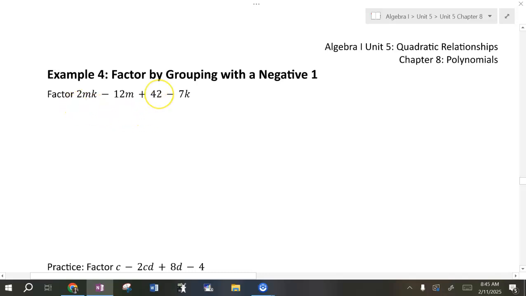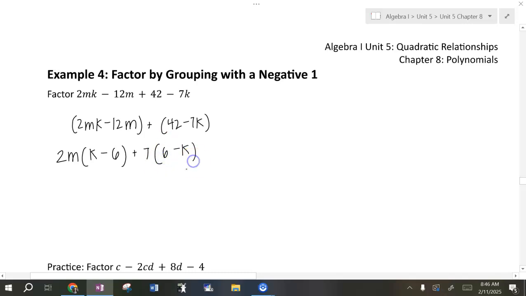So when I take a look at this problem, I am following the same 3 steps. I'm going to factor this by putting 2mk minus 12m in one group, and I'm going to put 42 minus 7k in the other group. Step 2, factor the greatest common factor out of each group. The first group has a common factor of 2m. That leaves me with k minus 6. And my second group has a greatest common factor of 7, which leaves me with 6 minus k.